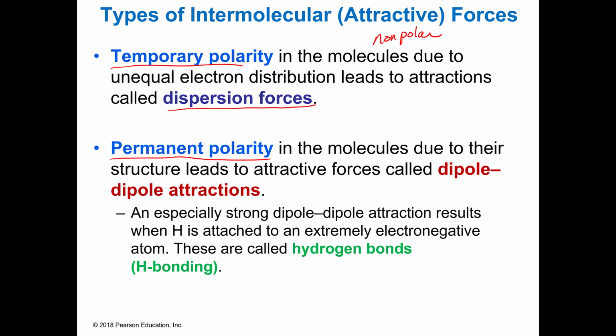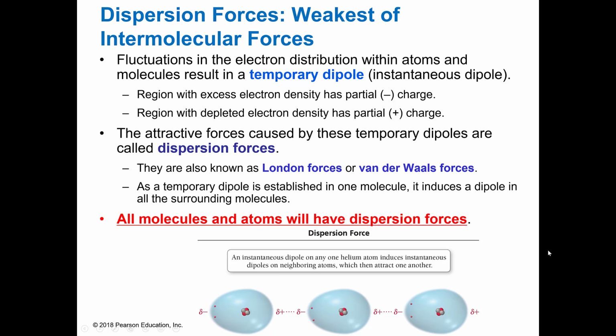Things with permanent polarity are those things that are going to be polar, and they are going to have dipole-dipole attractions. Now, one of the strongest dipole-dipole attractions is hydrogen bonding. And we see hydrogen bonding, or H bonding, in a lot of molecules. Now, what do you have to have in order to have a hydrogen bond? Hydrogen. You can't have a hydrogen bond if you don't have a hydrogen, so don't forget that part.